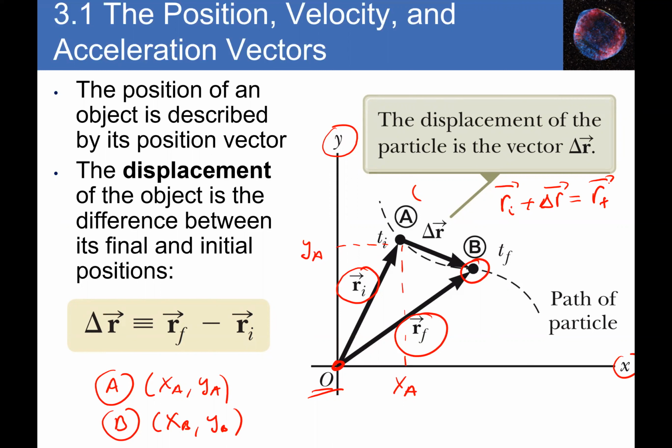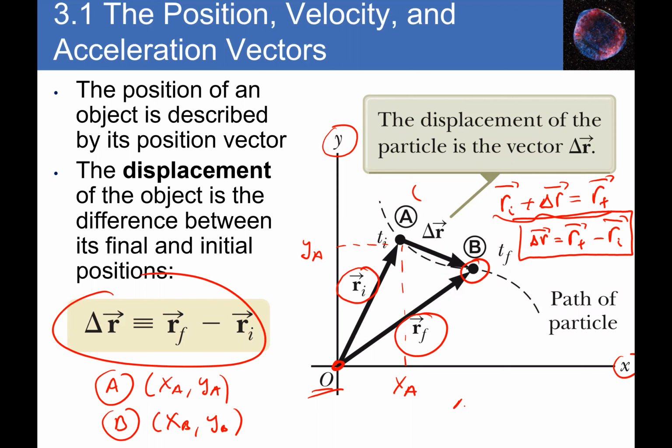Now this is a mathematical statement, and what we do is rearrange it. I take delta R and move R sub I to the other side, so it becomes R final minus R initial. That's the equation, in vector form, for finding the change in position, delta R. That means to find delta R, I need to subtract the initial position vector from the final position vector. And that's basically the same thing as we did before.